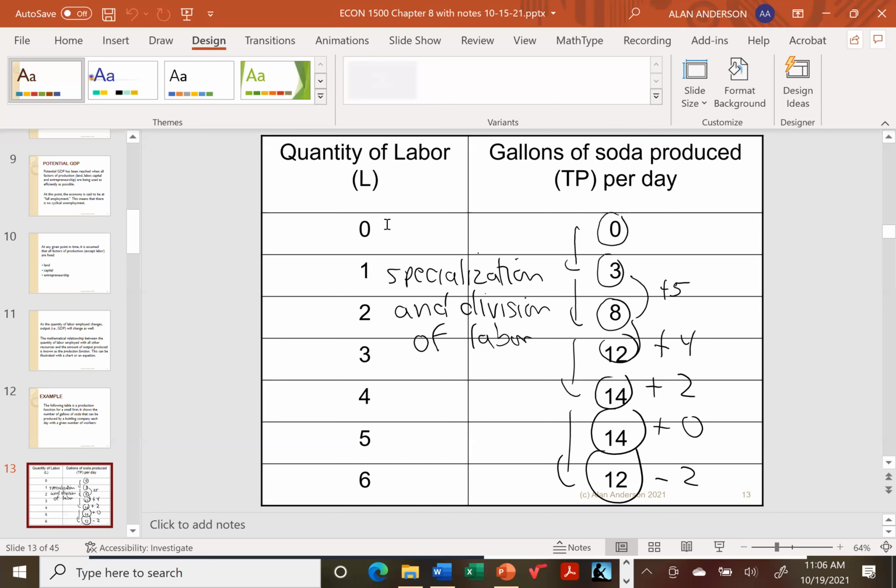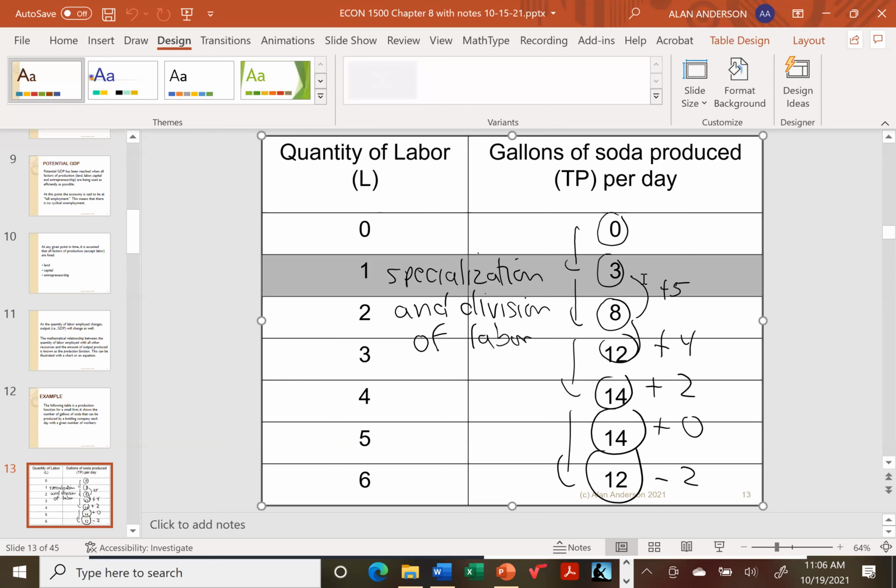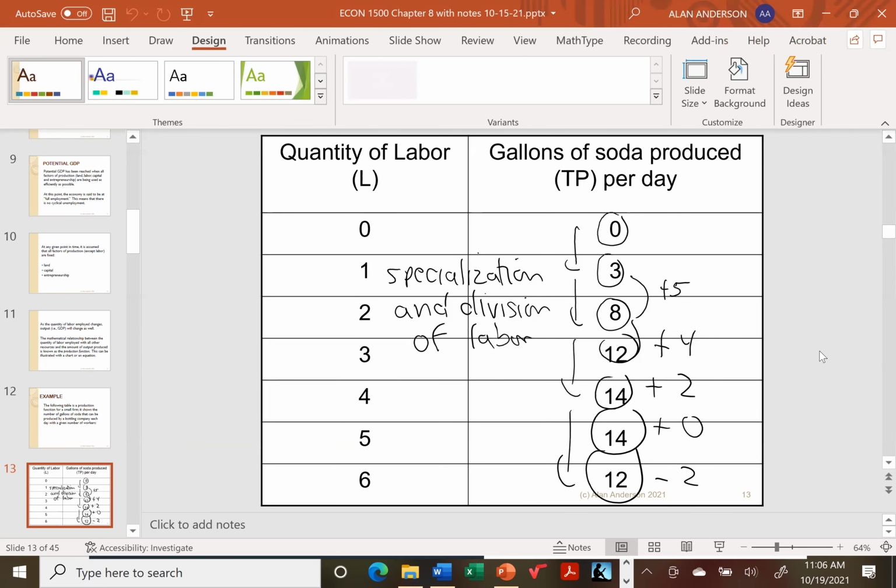Now, when you get that third person in there, if you notice, the jump in output from person number 0 to 1 is 3. All right. So that first person shows up for work, they're able to add 3 extra units of soda to the total output. The second person, because we're now seeing some specialization going on, adds 5 more units to the total output. The third person adds 4, which is still good, but maybe not quite as good as person number 2. All right. So the specialization is still helping a lot, but maybe not quite as much as with the second person.